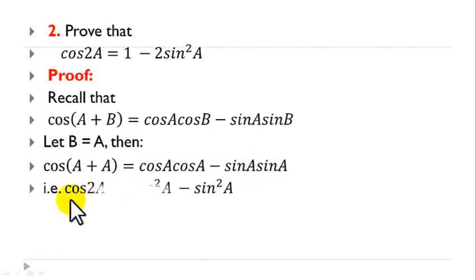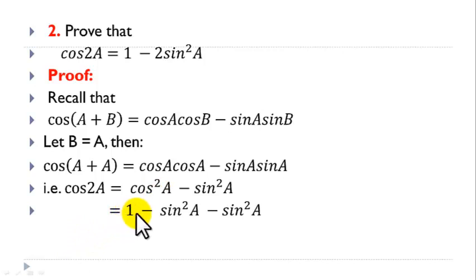That is, cos 2a is equal to cos a times cos a is cos squared a, minus sin a times sin a is sin squared a. By our fundamental identity, cos squared a is 1 minus sin squared a. So therefore, cos 2a is equal to 1 minus sin squared a minus sin squared a. Minus sin squared a minus sin squared a is minus 2 sin squared a. Therefore, cos 2a is equal to 1 minus 2 sin squared a.